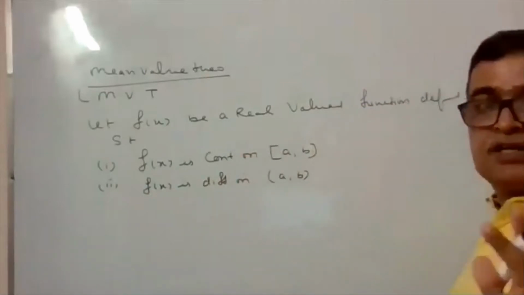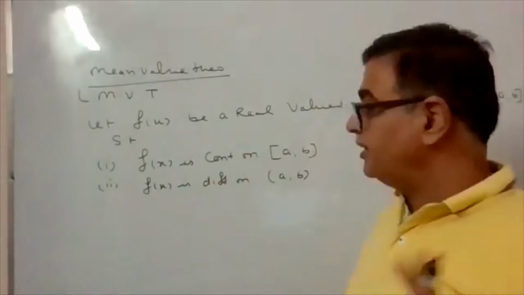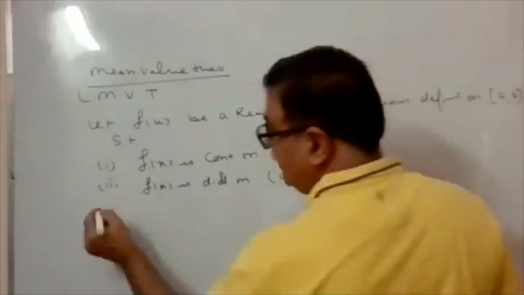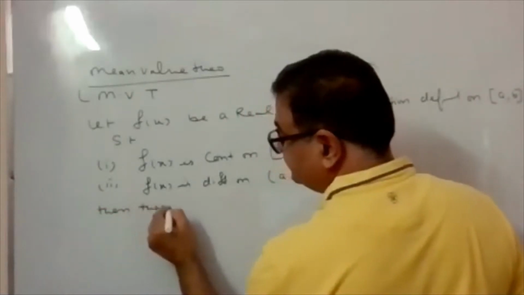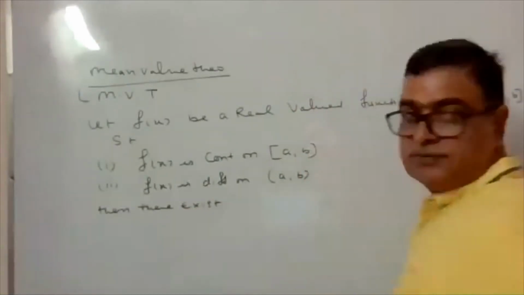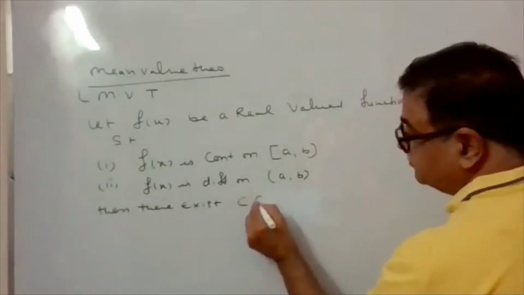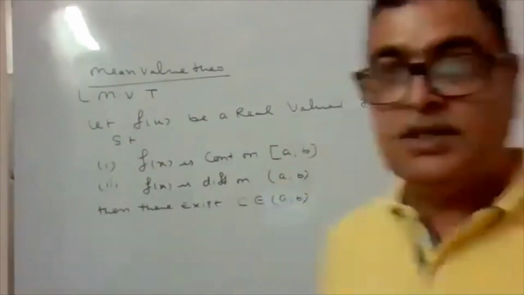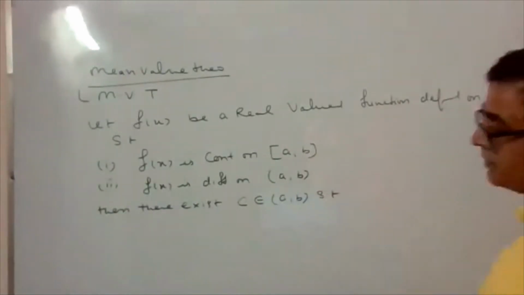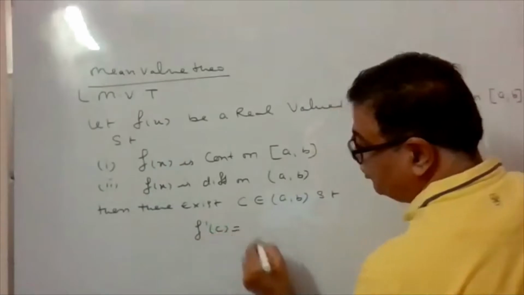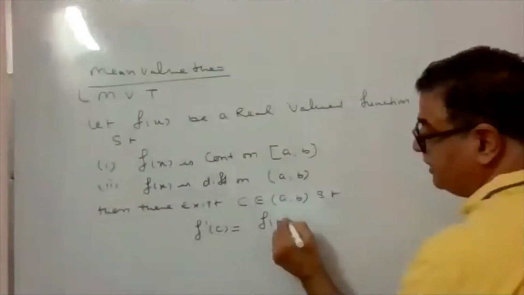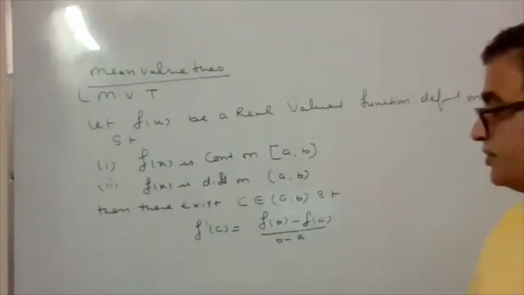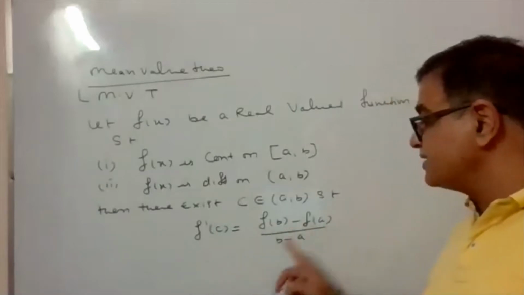In Rolle's theorem, we had a third condition also, f(a) is equal to f(b). But here we don't have f(a) equal to f(b). We'll say it is continuous and it is differentiable. Then there exists c belongs to open interval (a, b) such that f'(c) will be (f(b) minus f(a)) by (b minus a).